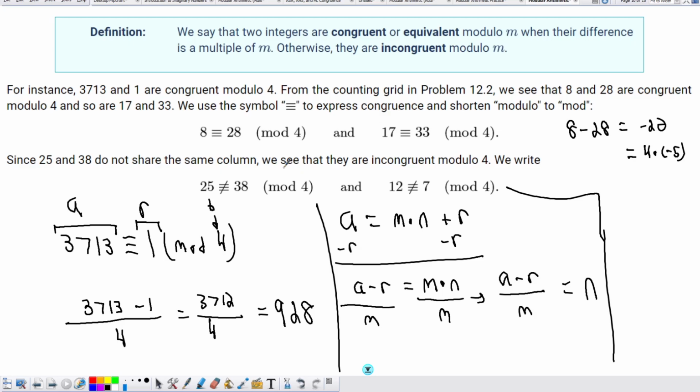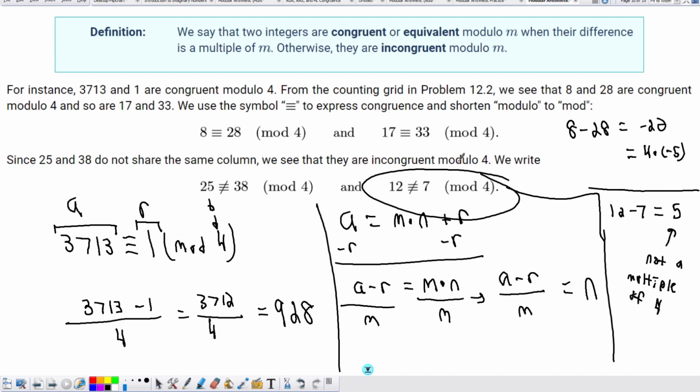But let's look at some counterexamples, like 12 and 7. If I try 12 minus 7, well, I know that that would be the same as 5. Now 5 is certainly no multiple of 4. So not a multiple of 4. So therefore, we have that 12 is not congruent to 7 mod 4.